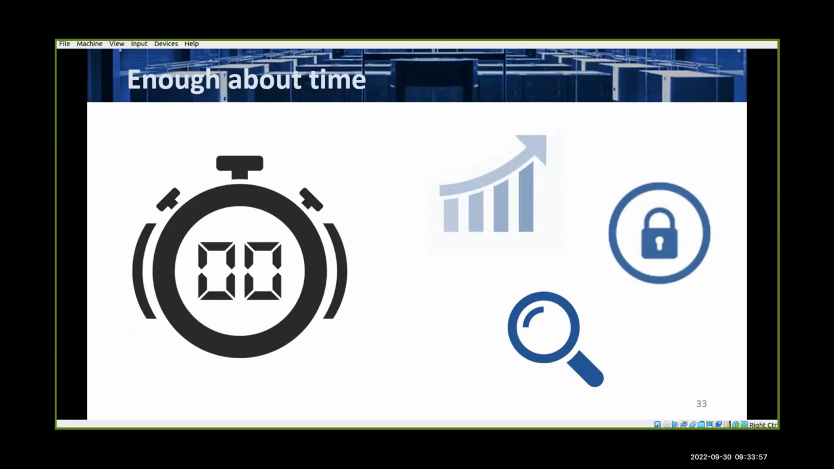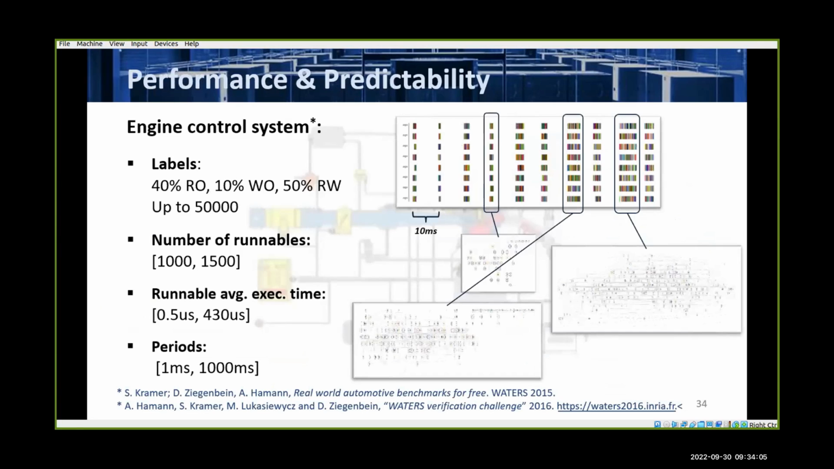Okay, enough about time. There were other requirements that we wanted to fulfill as well. So let's talk a little bit about performance and predictability. This is a characterization of an engine control system from this paper. These guys are experts in the automotive domain. They are from Bosch. And they characterize what an engine control system is like.